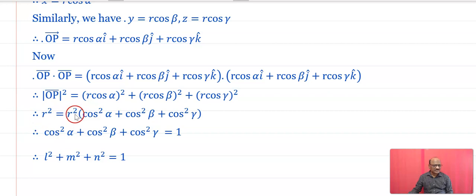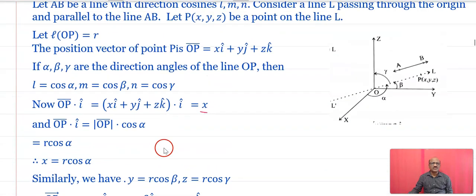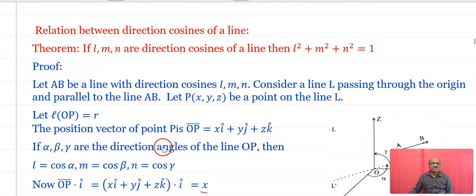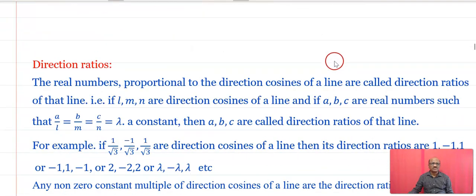The mod of OP bar squared is R square. Here R square gets cancelled on both sides, and then you will get cos square alpha plus cos square beta plus cos square gamma equals 1. But what is cos alpha? Cos alpha is l, cos beta is m, and cos gamma is n. Therefore l square plus m square plus n square equals 1. And in this way, we have proved the relation between the direction cosines of a line, which is l square plus m square plus n square equals 1.